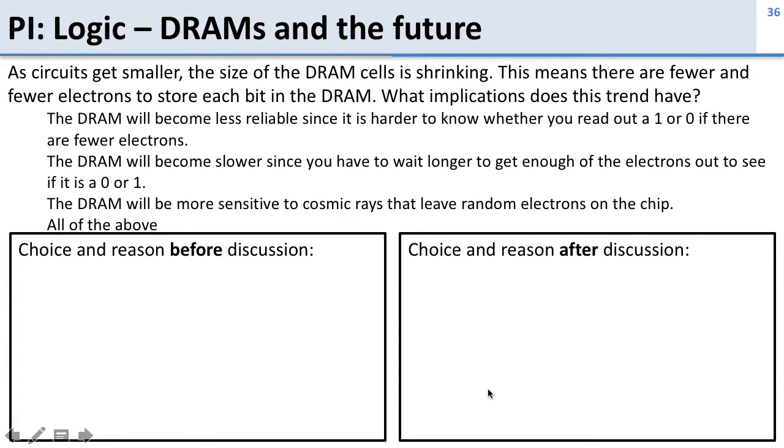Let's take a look at DRAMs in the future. So DRAM cells are continuing to get smaller. There are fewer and fewer electrons in each bit in the DRAM. What does this mean? What's going to happen?